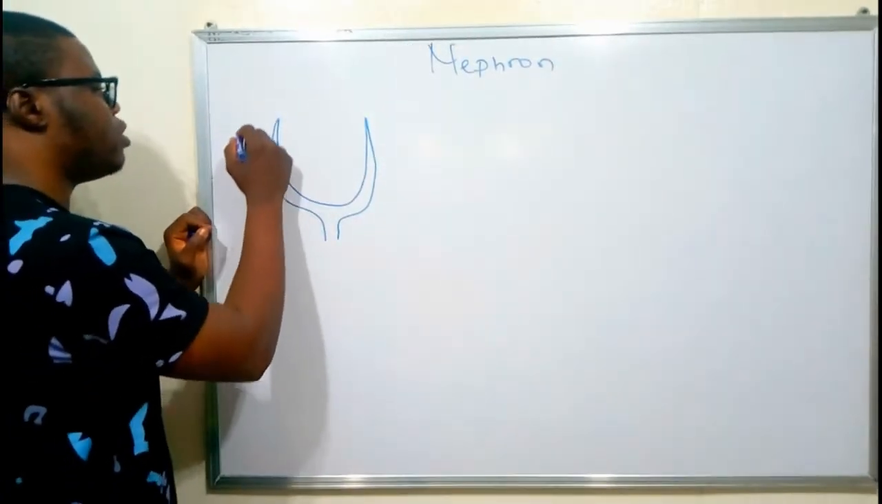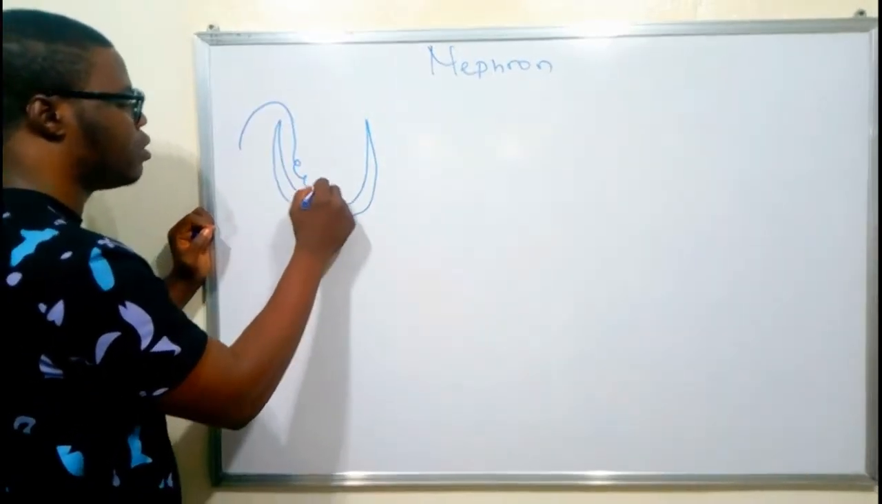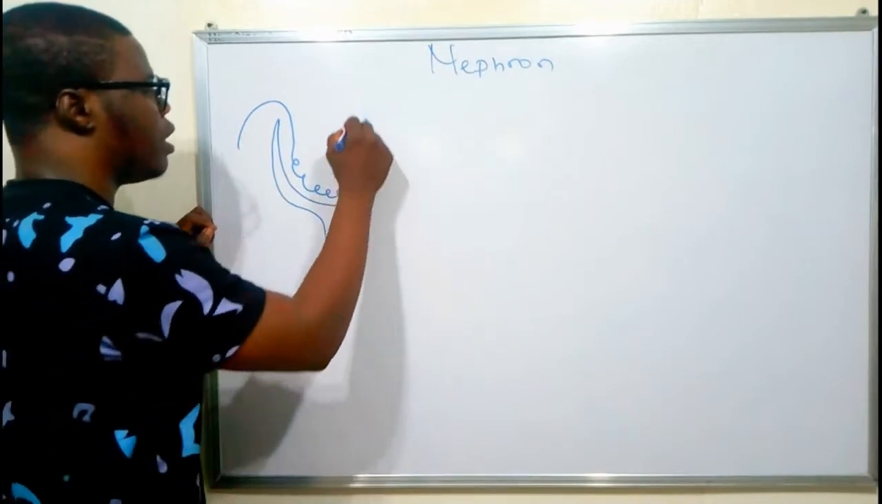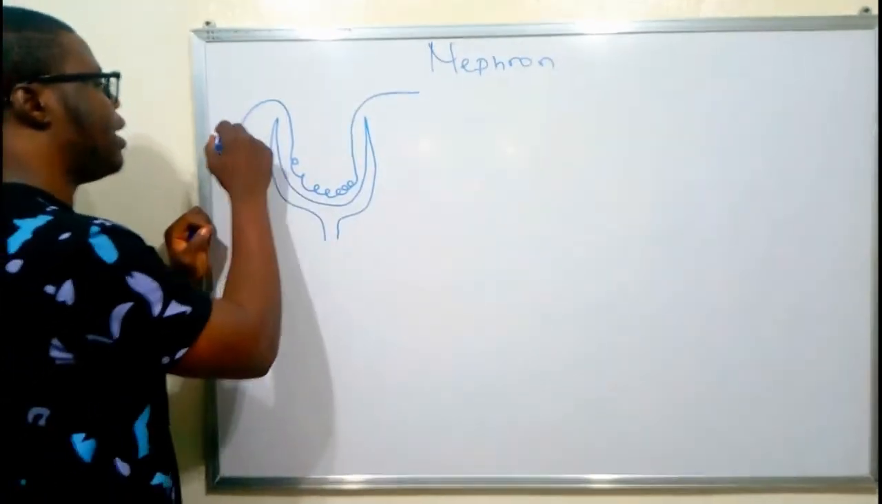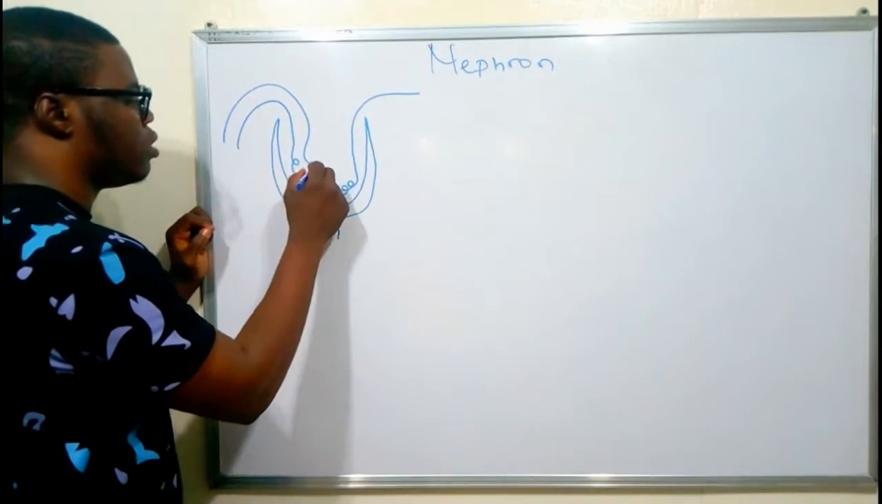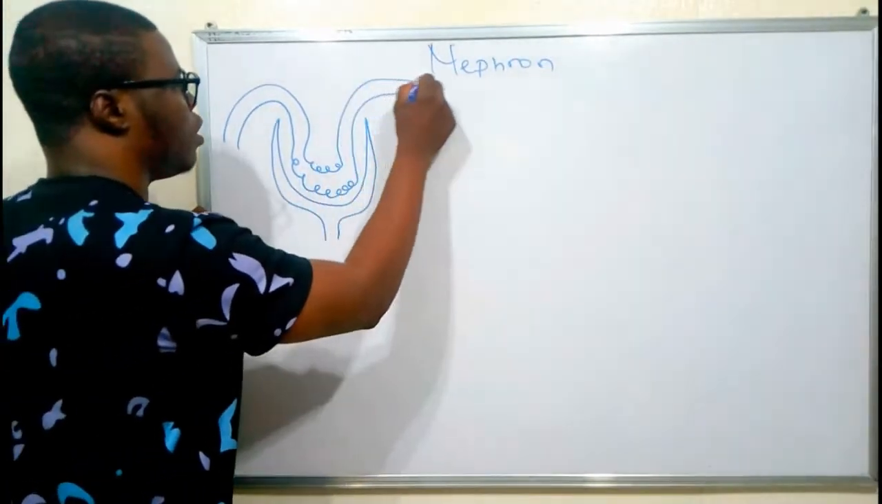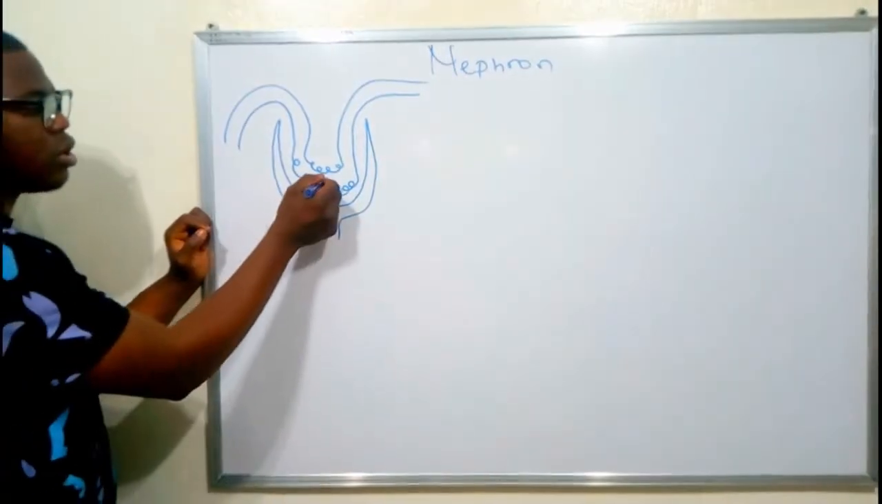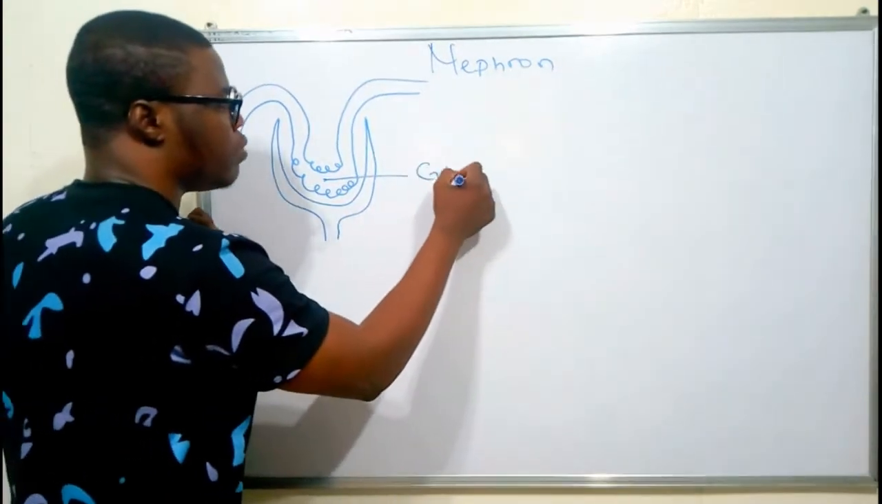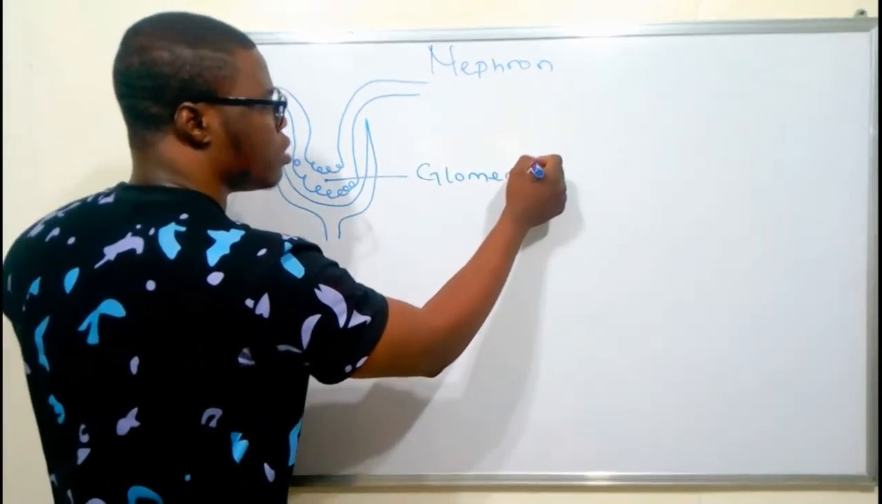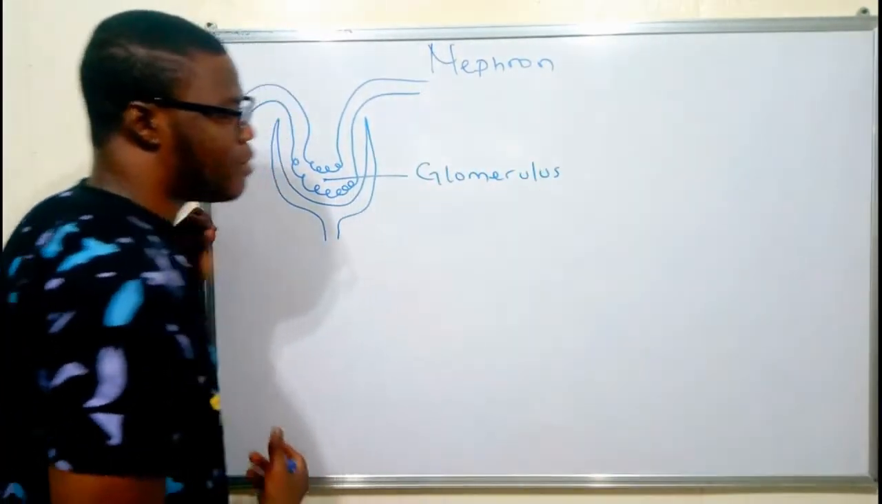To draw the glomerulus, you come in with the afferent arteriole, you coil it up, and then turn it into the efferent. So double the line. This structure here is called the glomerulus. It is also called the Malpighian body.